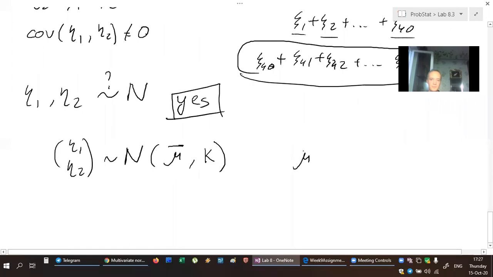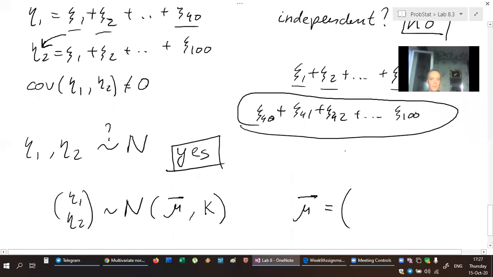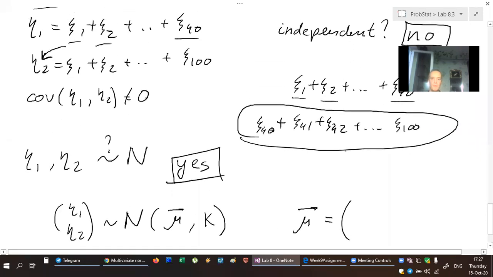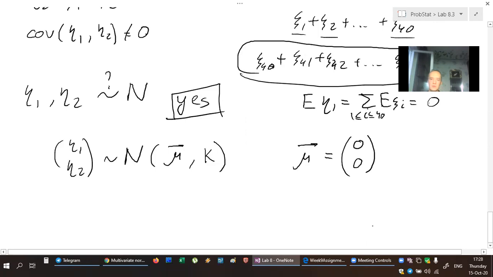Okay, what is mu? Can you tell me? So the expected value of eta1 is the sum of expected values of xi when i changes from 1 to 40. Each of them equal to 0, so it will be a sum of zeros, equal to 0. And for eta2, it's also 0. Okay.